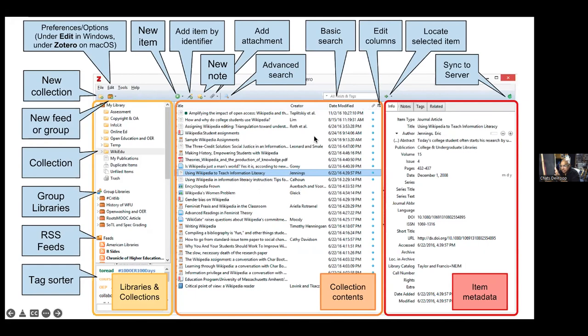So here I've got an article selected, the one in blue, highlighted here. It's called Using Wikipedia to Teach Information Literacy by Jennings. Now, this is the metadata for this article. On the right-hand side, that's my metadata. It tells me it's a journal article, the title was that, the author was Jennings, the abstract is available, the publication is there, it's volume 15, issue 4, pages that, this is the date of publication, this is the DOI number, the ISSN. So you see, all this metadata for this article comes in here automatically.